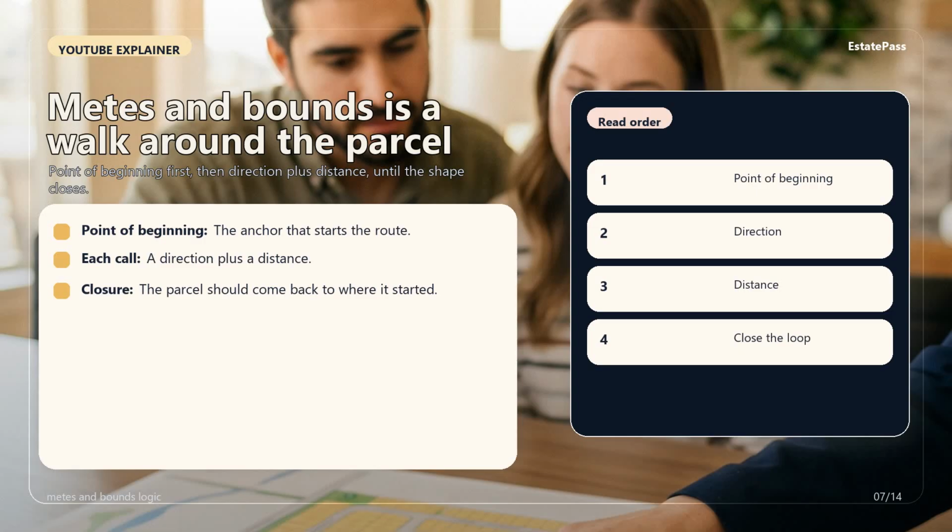Metes and bounds feels different because it is not a big grid and it is not a subdivision zoom. It is a walking path around the edges of the parcel. You begin at the point of beginning, then follow direction plus distance, side by side, until the shape closes.